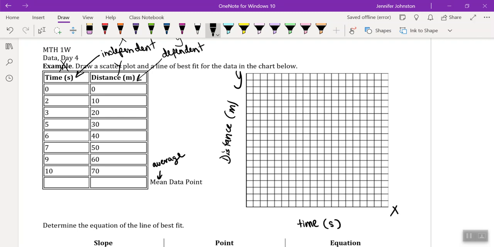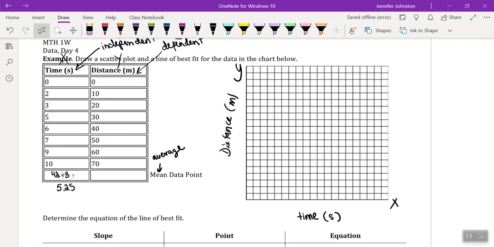So 0 plus 2 plus 3 plus 5 plus 6 plus 7 plus 9 plus 10. That gives us 42. And we're going to divide that by 8. So there's 8 pieces of data. Let me just double check that again. Yeah, and we're going to divide by 8. And we get 5.25. So that's our point that is the average of all of the times.